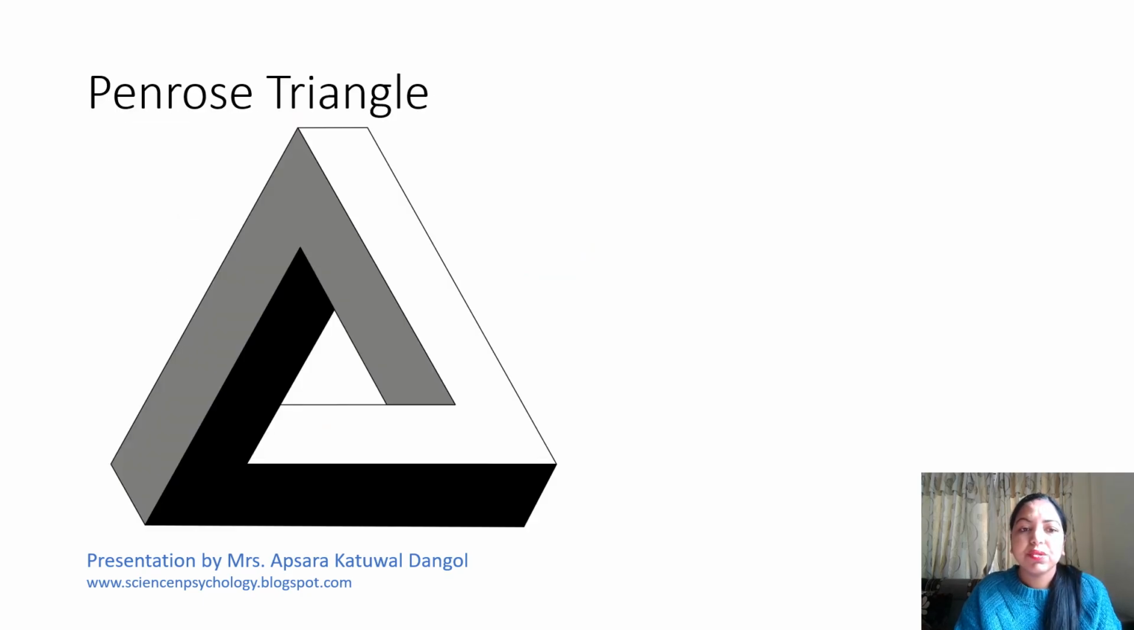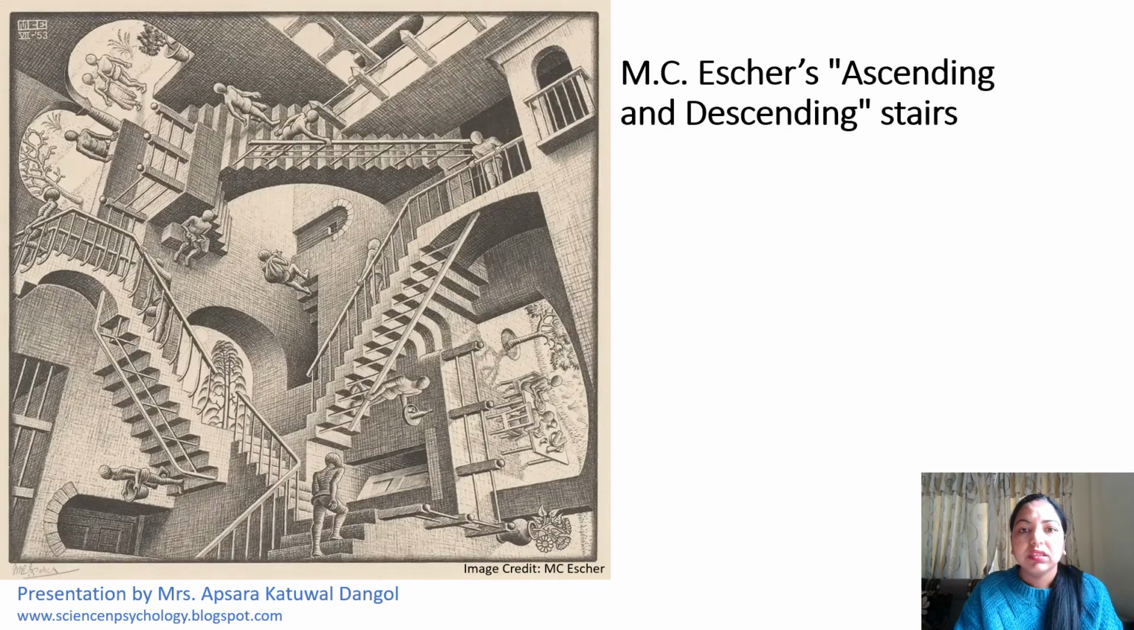Third one is the Penrose triangle. Actually, it's a 2D image. It is not a 3D image, but it feels like a 3D image, right? So this is the Penrose triangle. Next one is the ascending and descending stairs. It is a 2D drawing. Look at this picture, it's going down, it's going upward, and it's going down. It's not possible to draw in 3D, but it's in a 2D picture, which is representing the 3D picture.